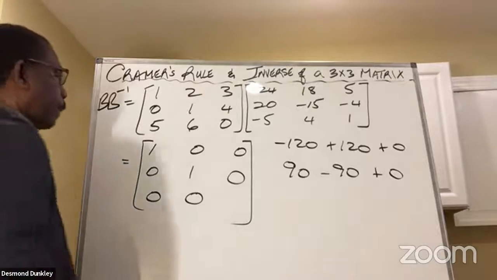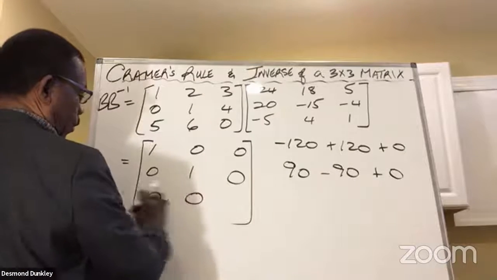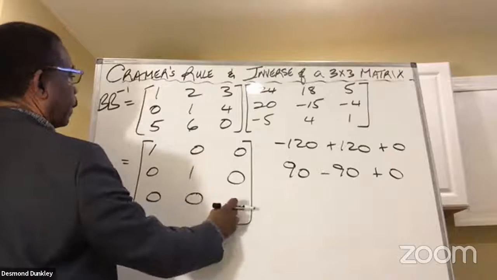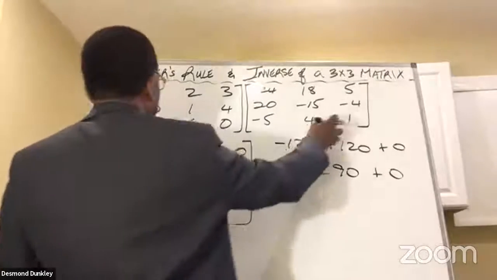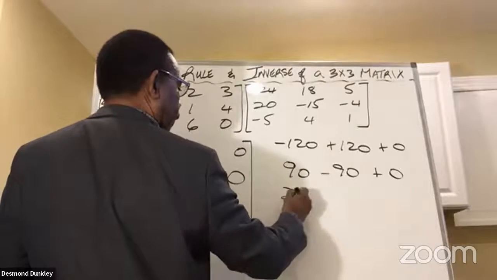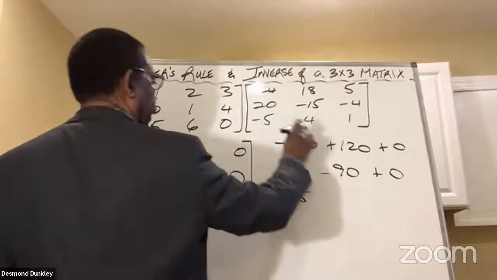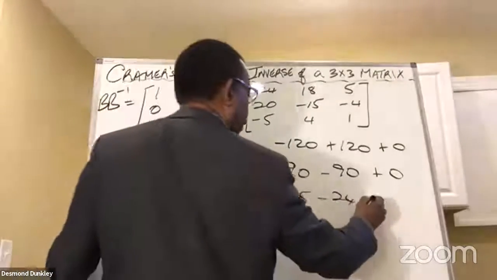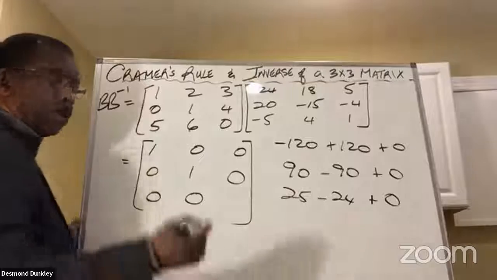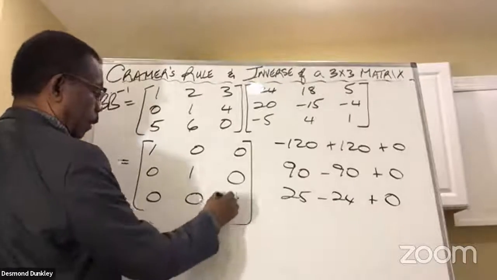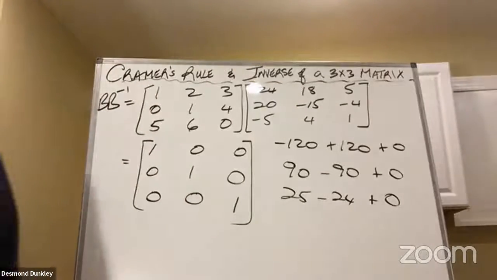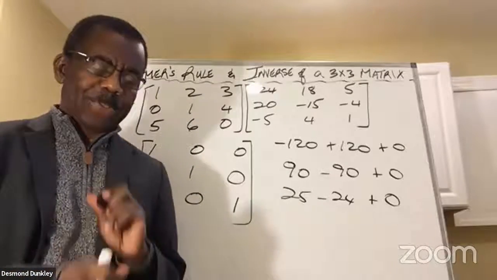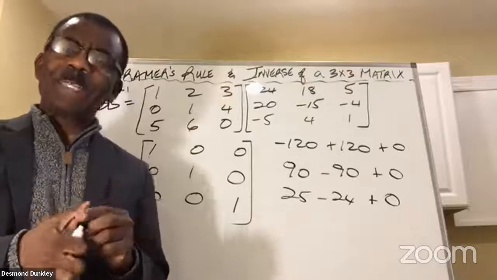1 to go. Third row, third column. 1, 2, third row, third column. Third row, third column. 5 times 5, 25. 6 times negative 24, negative 24. 0 times 1, 0. 25 take away 24, 1. Whew. Wonderful.